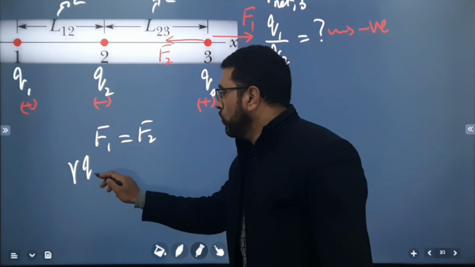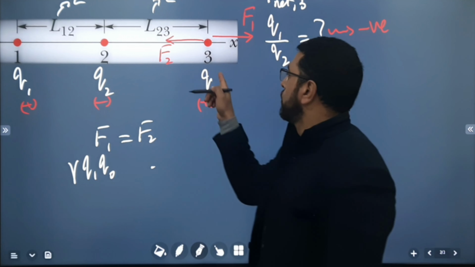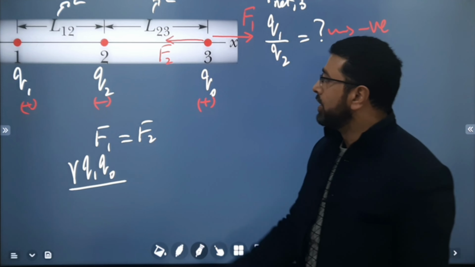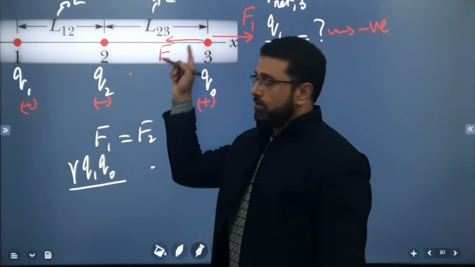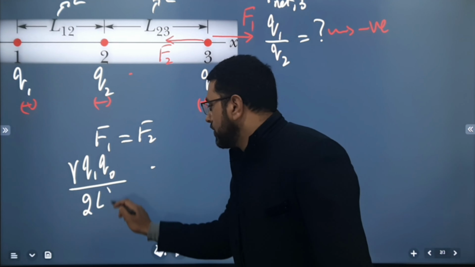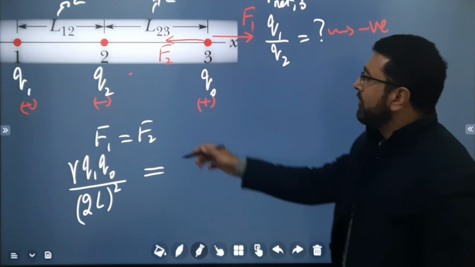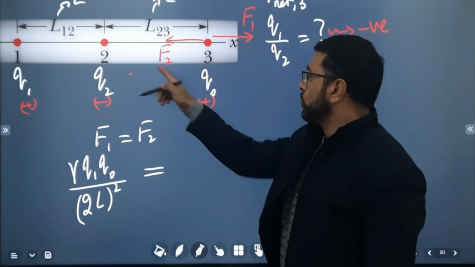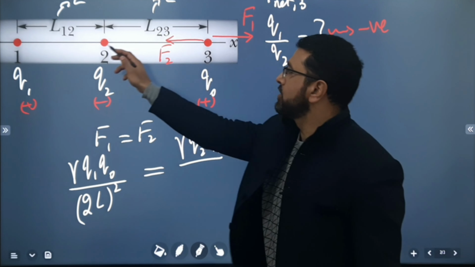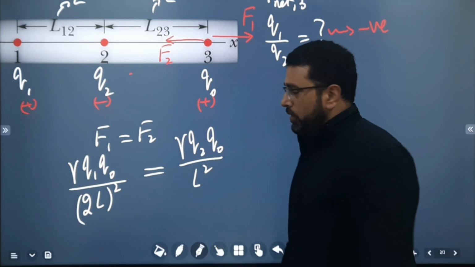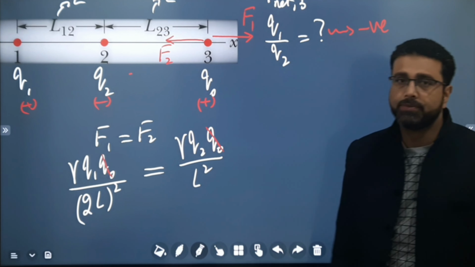F1, force due to Q1, is gamma Q1 Q0 divided by distance squared. That distance is L plus L, which is 2L, so 2L squared. Then F2 is the force due to Q2 between Q2 and Q0, so gamma Q2 Q0 divided by, now this distance is just L, so L squared. Q0 and Q0 cancel out.